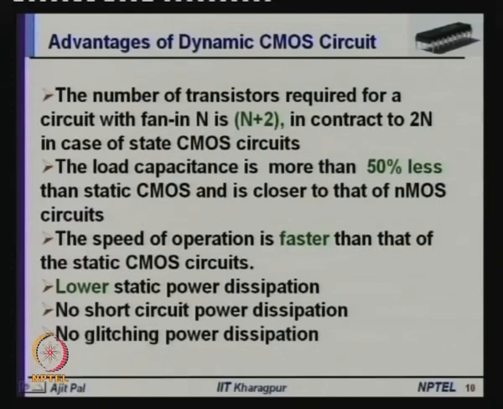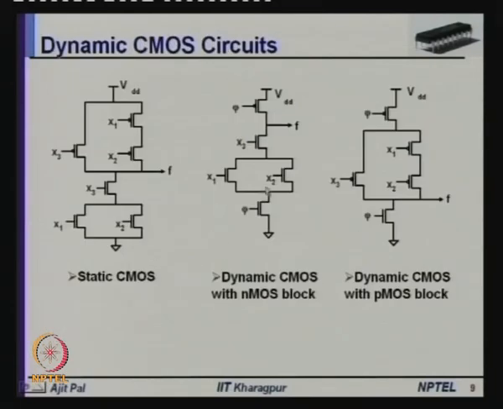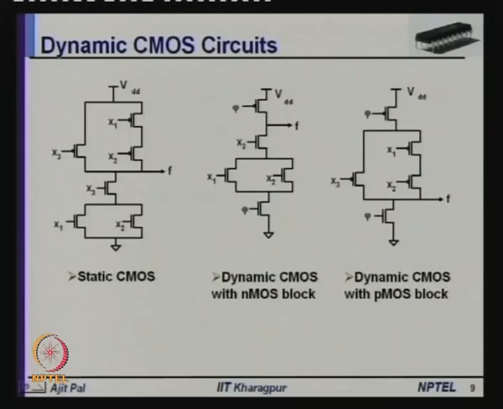And later on we shall see that it has no glitching power dissipation. Why? As you know, glitching power dissipation occurs because of changes at the output within the circuit because of the delay of the circuit. But here it is more or less synchronized by a clock, and only one transition is possible. After it has been precharged, the only transition that can occur is from high to low; no other transition is possible. But in case of static CMOS circuits, a particular node can go through a number of charging and discharging before attaining the final value. As a consequence, glitching power dissipation is not present in dynamic CMOS circuits.